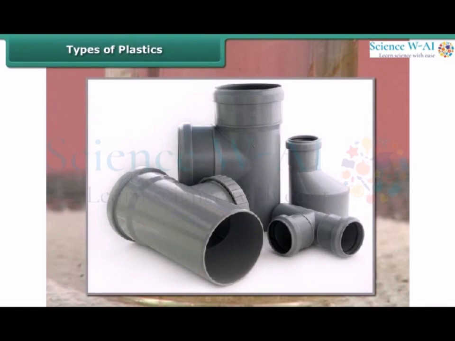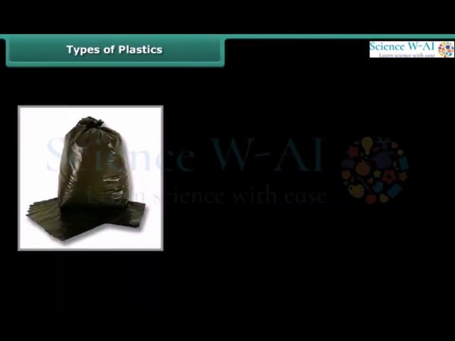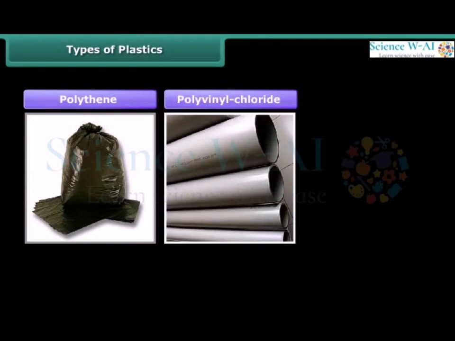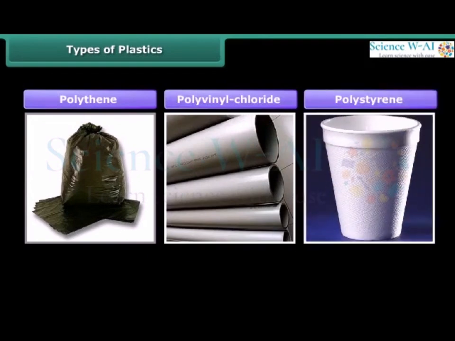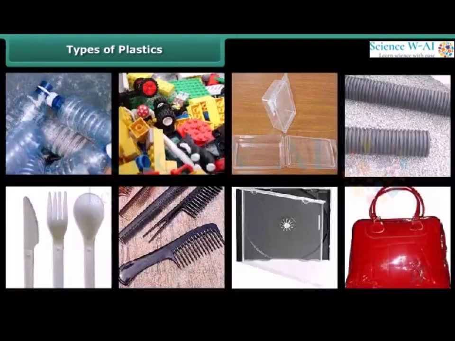Some of the examples of thermoplastics are polythene, polyvinyl chloride, and polystyrene. These are used in manufacturing of water pipes, drain pipes, packaging, bags and bottles, toys, combs, disposable cutlery, CD and DVD cases.